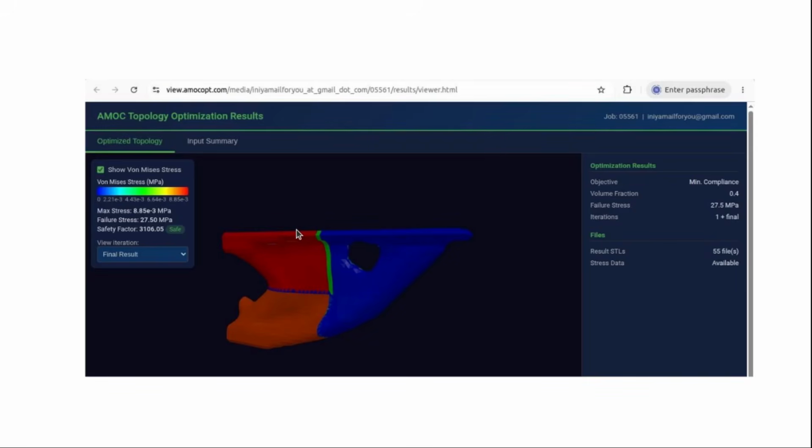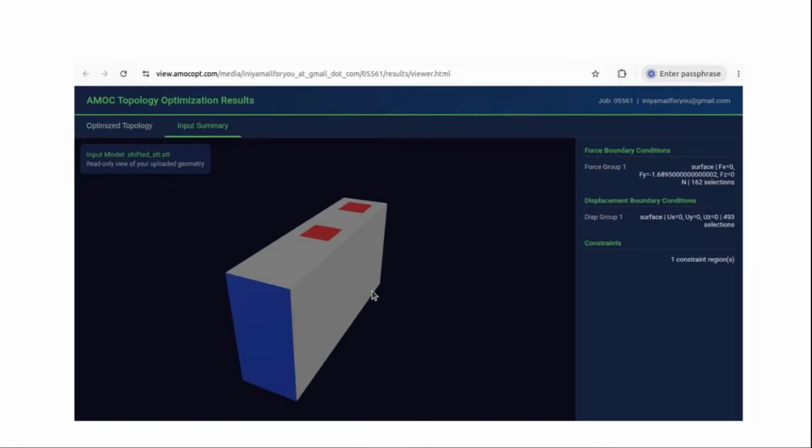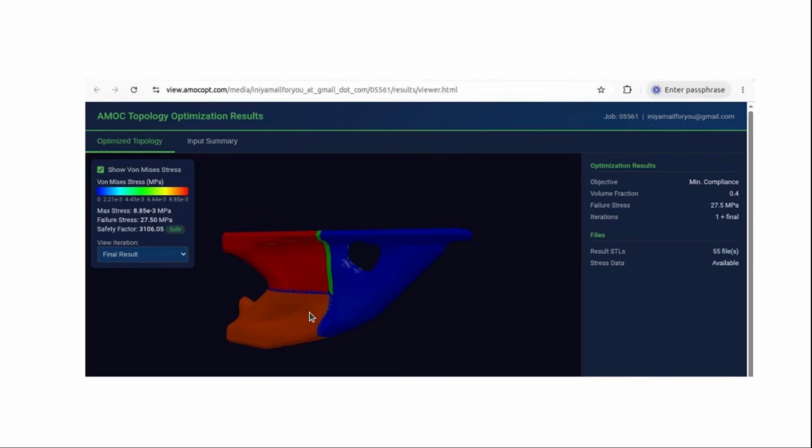So here, the tool finds the load path from the load face to the support face, keeps material only along the load path and removes the rest. Okay, how much material has got removed? That is defined by the volume fraction, which is also a user input which I have given. So I have selected a volume fraction of 0.4, which means 40%. So I have asked the tool to keep 40% of the initial solid material while removing 60% of the unwanted material.